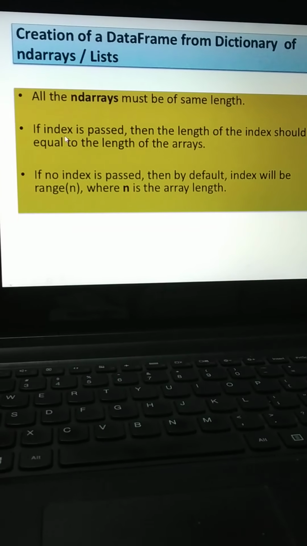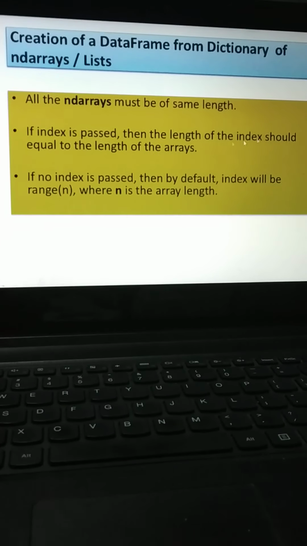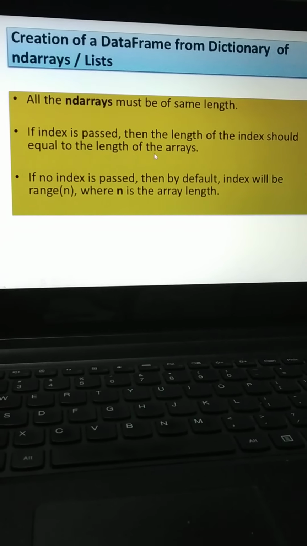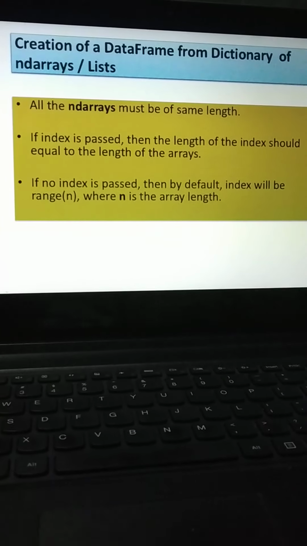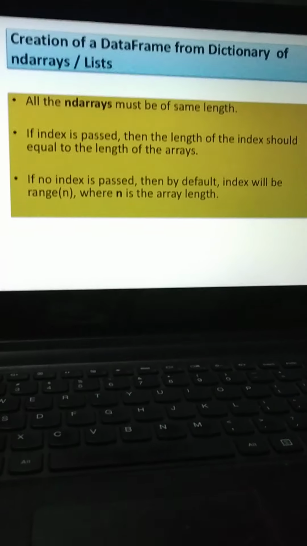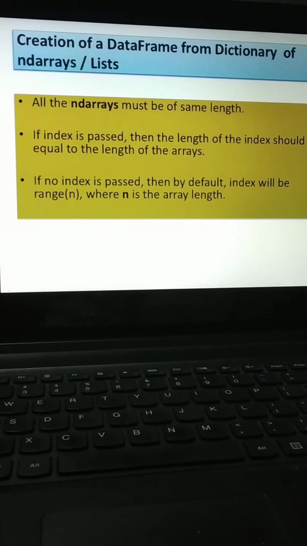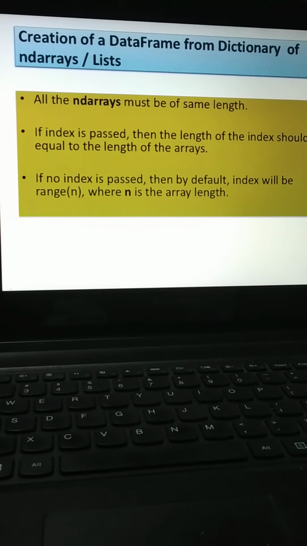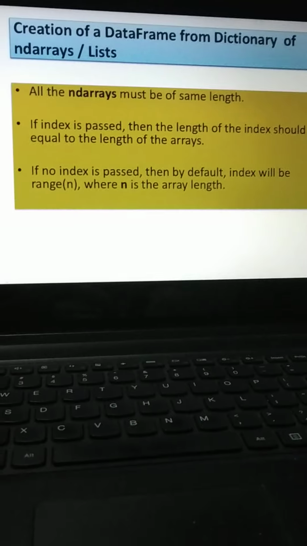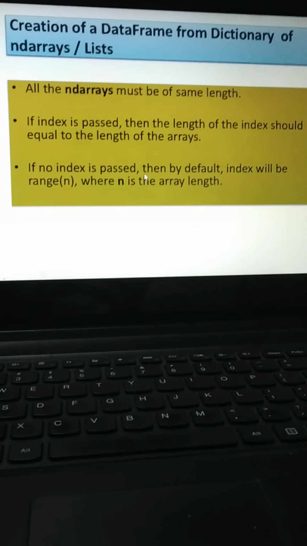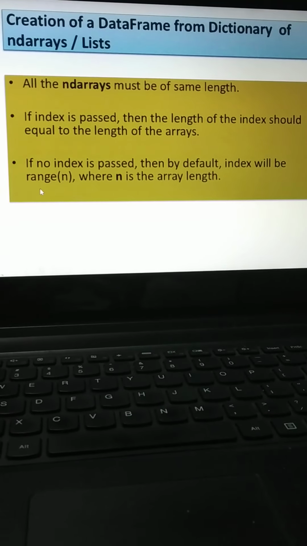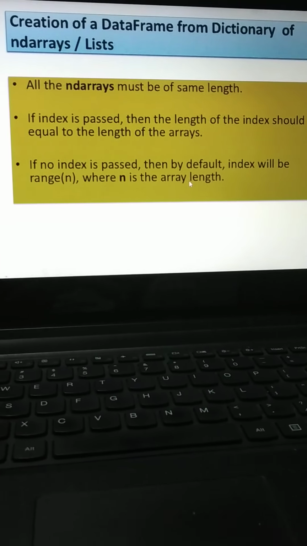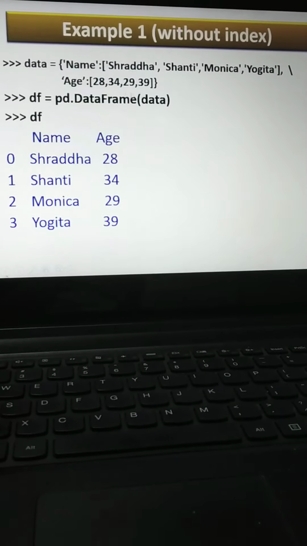So if an index is passed, then the length of the index should be equal to the length of the array. It is very compulsory that when we pass the index, it should be of the same length as that. If no index is passed, then by default the index will be range n, where n is the array length.